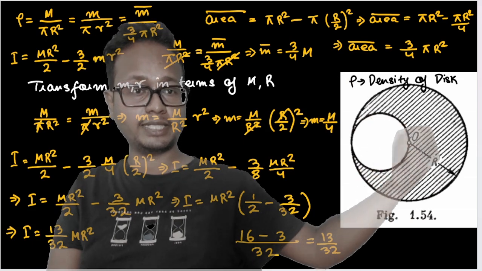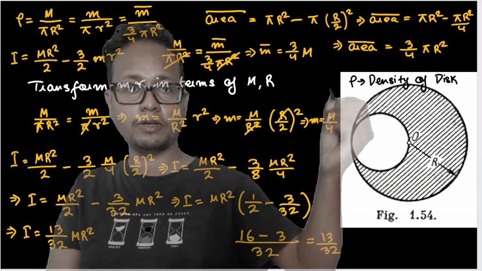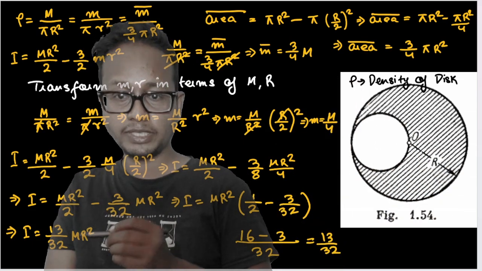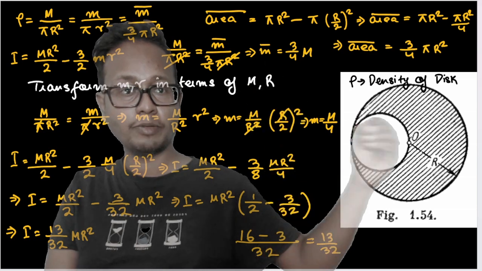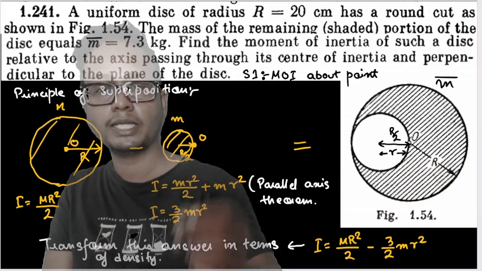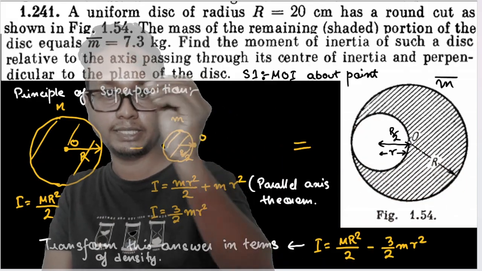So now m dash, or mass of the shaded part, is nothing but 3 by 4 times the mass of the disk, assuming the entirety was filled, isn't it? Or 3 by 4 M. Now I must convert this capital M in terms of m dash, because the mass of the shaded part was given in the question. M dash was given as 7.3 kg, isn't it?